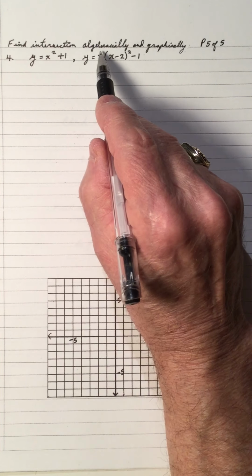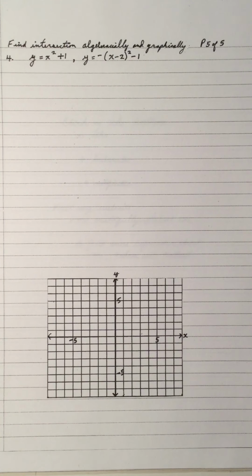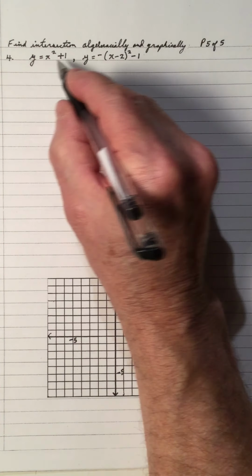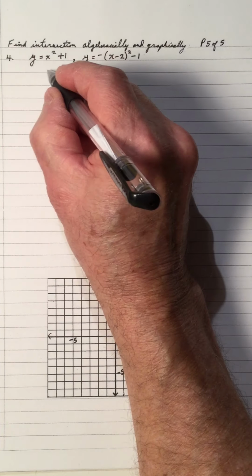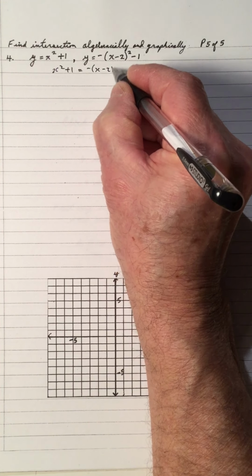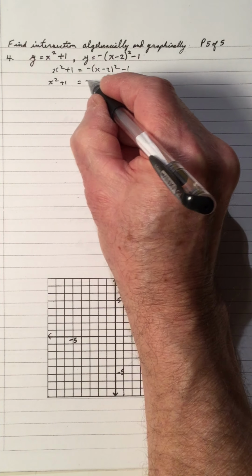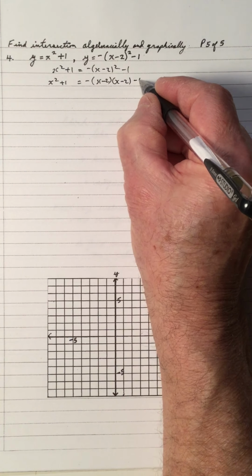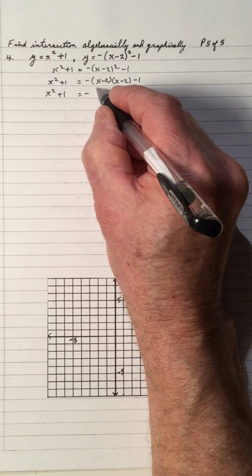Find the intersection algebraically and graphically. So this time I'm going to do both of these algebraically and graphically to illustrate. So we have two equations. This is the general form, and this is the vertex form. So we'll let x squared plus 1 equal negative. And what I do is that I square this first, so this is x minus 2, x minus 2. The left side is okay, and I do the negative on this.